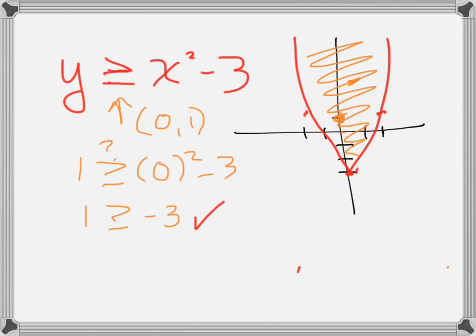So if I picked 0, 0, 0 would be greater than or equal to negative 3. 1, 1. 1 would be greater than or equal to 4 minus 3, which is 1. So the statement would hold true for every single point inside the parabola.